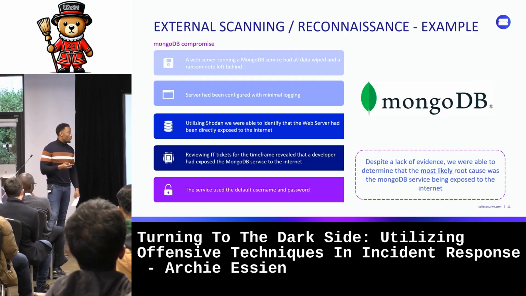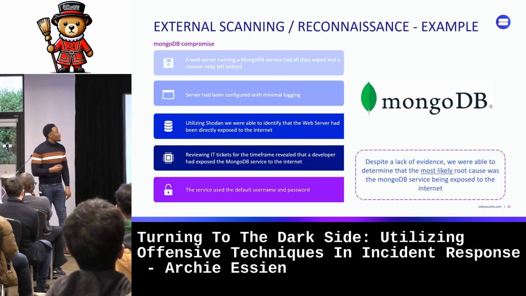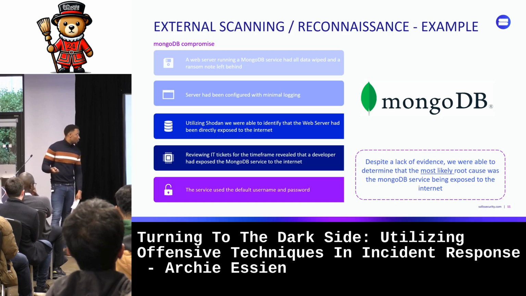So in the actual example I've been faced with in the workplace, we had a web server that was compromised, which was running a MongoDB server service within it. All the data had been wiped out. The server had been configured with minimal logging, and utilizing Shodan in this instance, we were able to identify that the web server had been exposed to the internet during the time. The reason for that was the IT guy had wanted to gain access to it remotely from home. And the service made use of the default username and password.